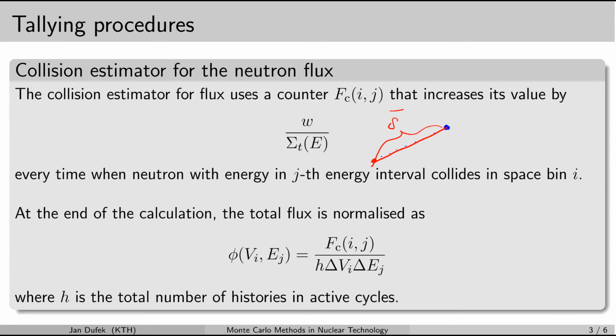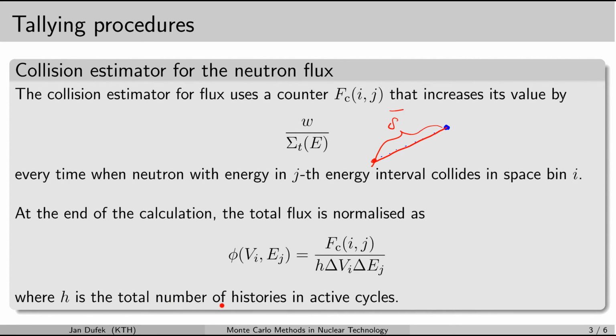Now there are counters for different spatial zones and the energy bins, so you need to find out at which spatial zone the collision takes place and to which energy bin the neutron energy belongs to. So you need to identify the appropriate counter and increase the value of this counter by this number. Most of the Monte Carlo codes normalize the neutron flux at the end of the simulation by the number of neutron histories that were simulated in all the active cycles. So that is this H number here.